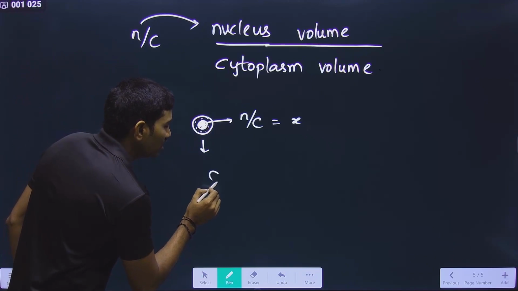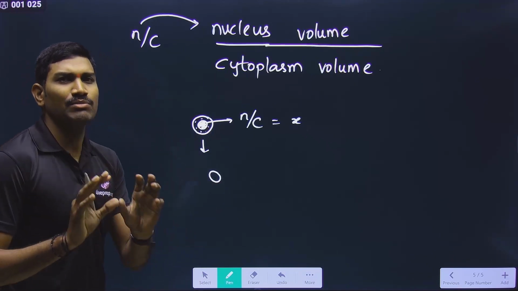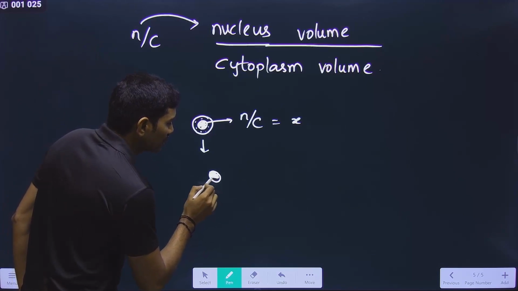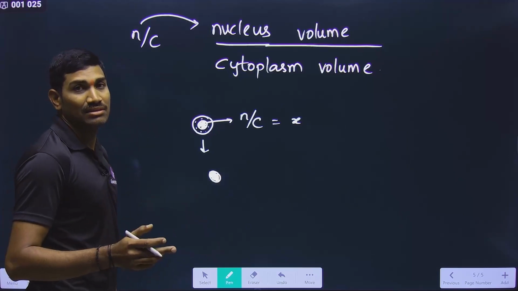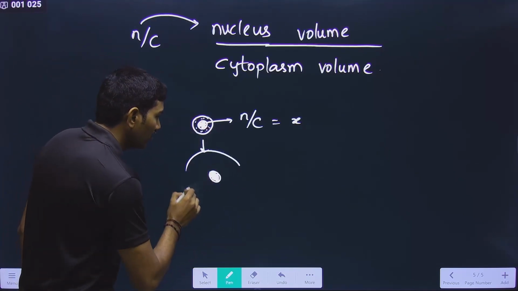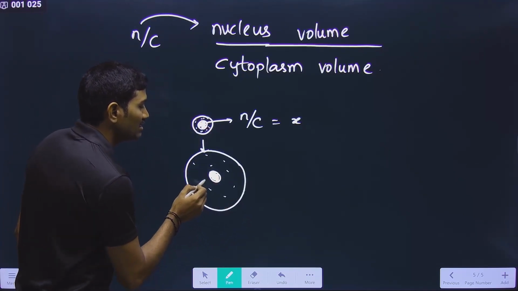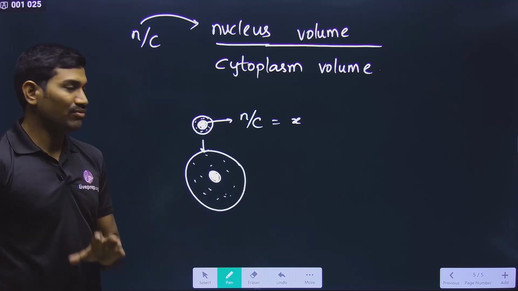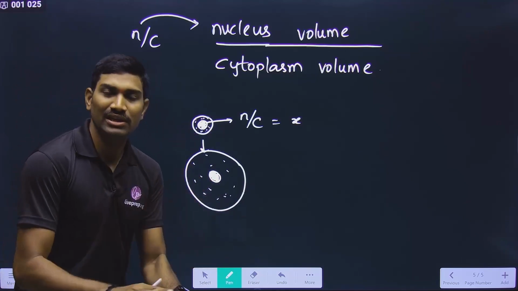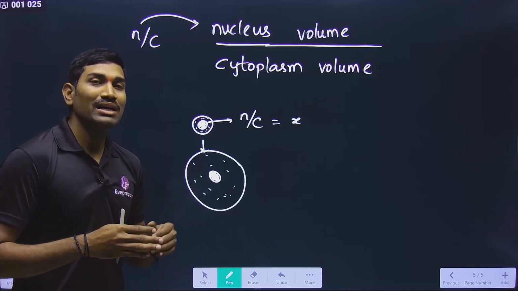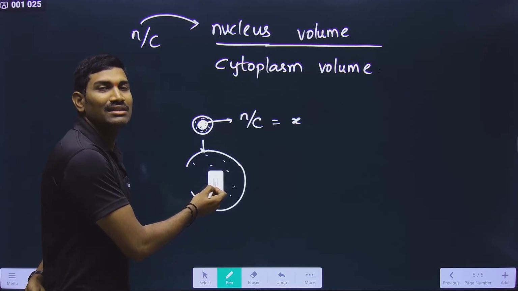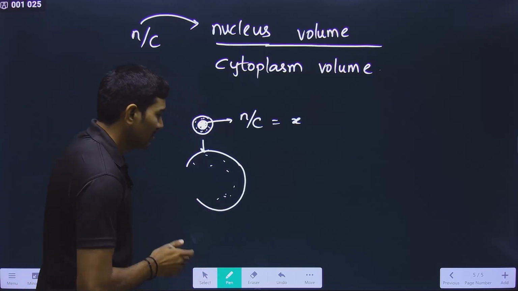The size of the nucleus increases. That means the volume of the nucleus increases. Though it is increasing, the nucleus volume increase is a little bit less. But what happens to the cytoplasmic increase? The volume of cytoplasm is increasing enormously. Please observe carefully. Nucleus volume is increasing, cytoplasmic volume is also increasing. But what is the rate of increase here? The nucleus volume is increasing, but this increase is very, very less.